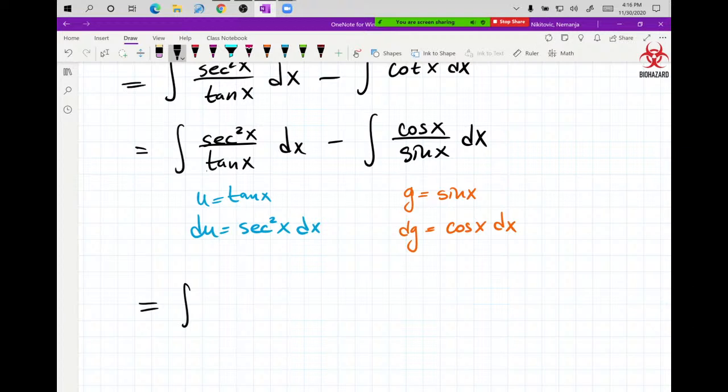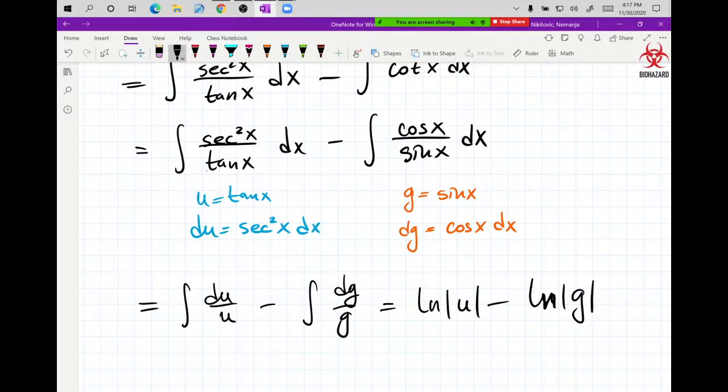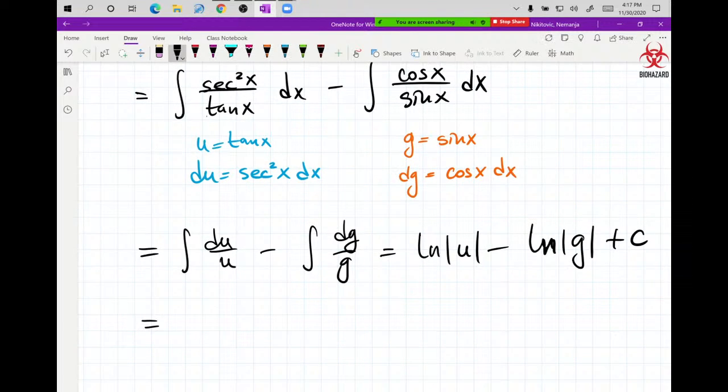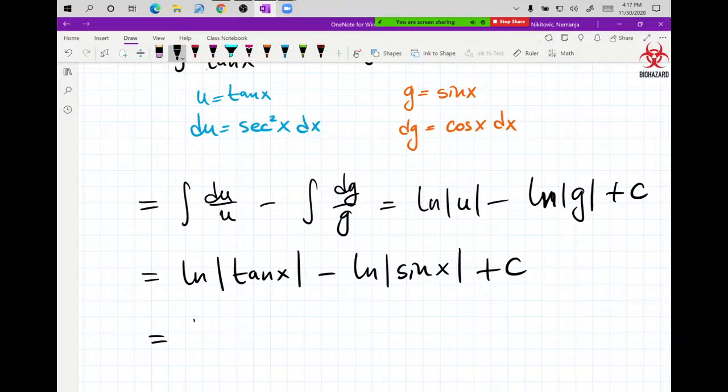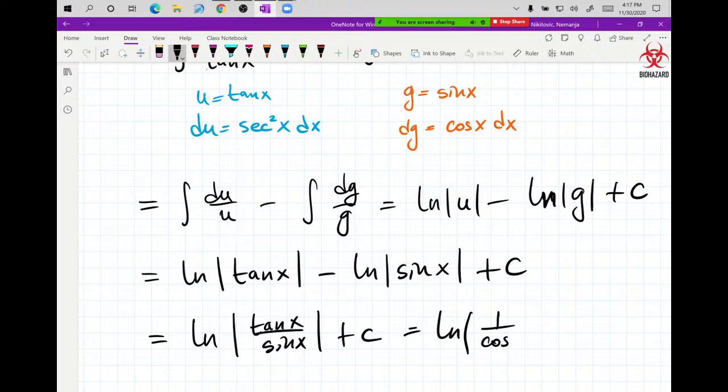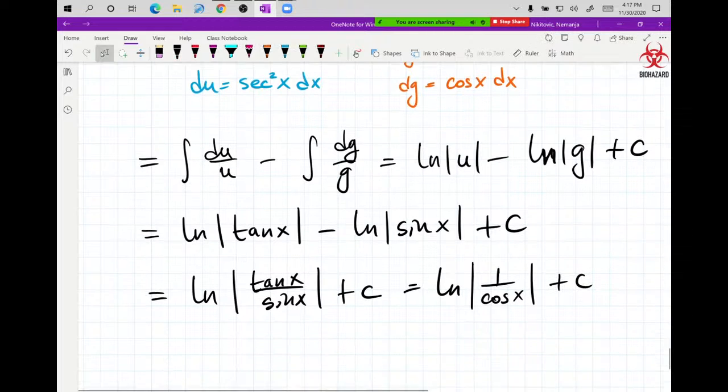So now this one becomes du over u minus, and this one becomes dg over g. Oh man, this is ln of u minus ln of g. There we go. Plus c. And there we go. So ln of u, which is tangent x, minus ln of sine x, plus c. We know the formula for ln's. To put them together, it becomes ln of tangent x over sine x, plus c, which becomes ln of 1 over cosine only, because sine cancels sine, plus c, and there's your secant again.